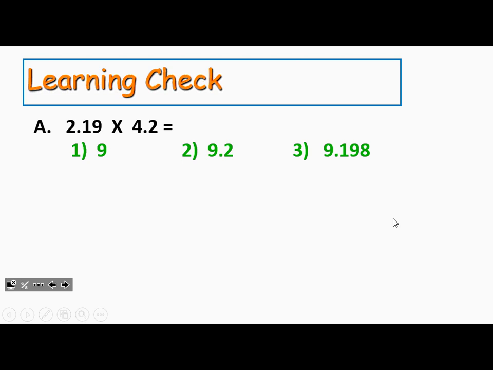So multiplication and division is different. We count the number of sig figs in each one that we're doing. So I look here. 2.19 is how many sig figs? It's 3. How many sig figs are 4.2? It's 2. Which one is lower, 3 or 2? 2. So my answer has to have 2 sig figs.